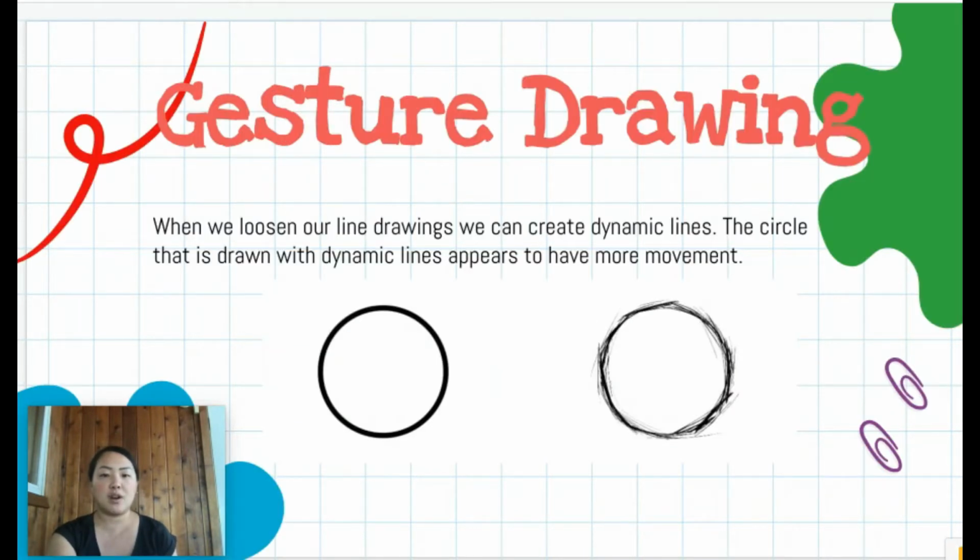Now, gesture drawing is when we use loose lines to create our pictures. So you can see the two circles that I have on this slide. One has very fine, clean lines, and the other is drawn with more dynamic lines. So the circle that is drawn with the dynamic lines appears to have more movement to it.